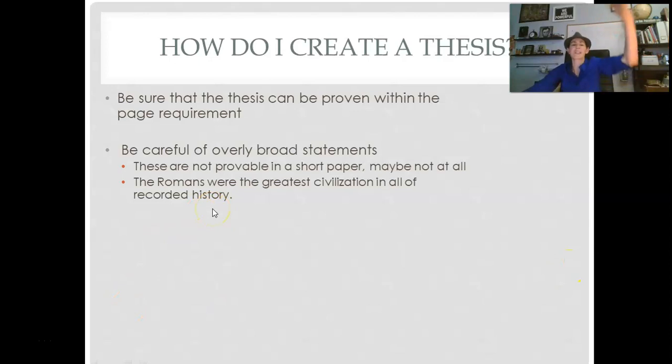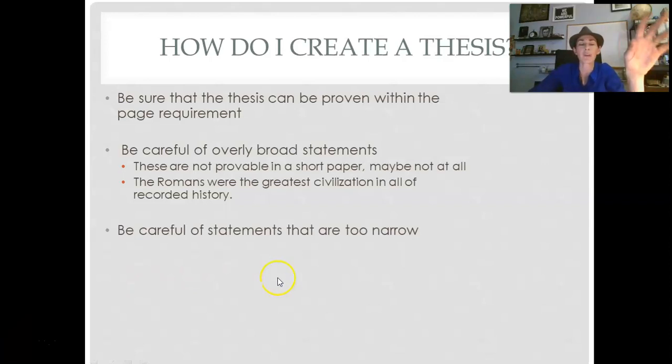Romans were the greatest civilization in all of recorded history. There are literally hundreds of different civilizations throughout recorded history that one could argue easily were better than Rome, or at least as good as Rome, right? So that statement, I would even argue, isn't even provable, right? Because there's a preponderance of evidence, so much evidence that we could pull that would show that that argument is no good, you know.